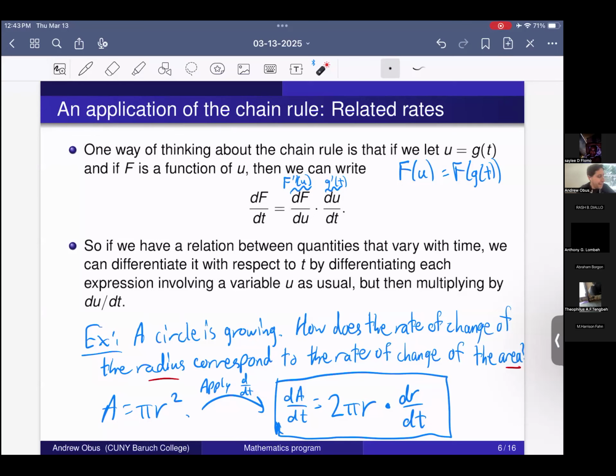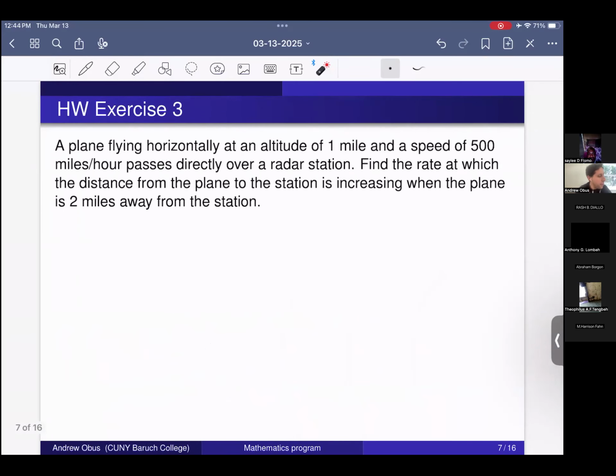Okay? So this is how you can relate the rate of change of area with the rate of change of radius. And so we saw a couple of these related rates types of problems last time. And so let's work through this example that's on the homework where we needed to draw a diagram.